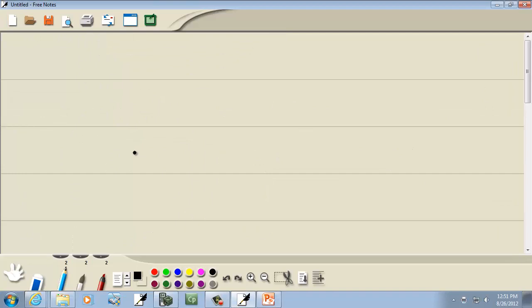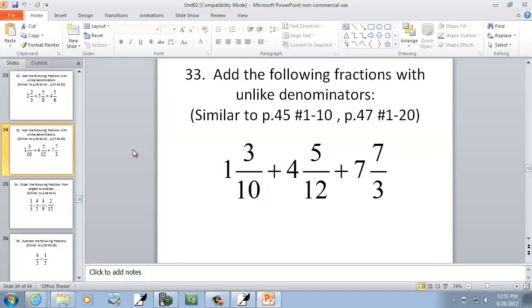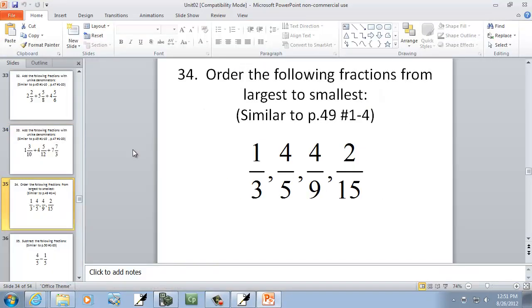There are other purposes for common denominators, and this next one demonstrates it. And then we'll take a look at subtraction. Subtraction is about the same as addition, so nothing real exciting there.